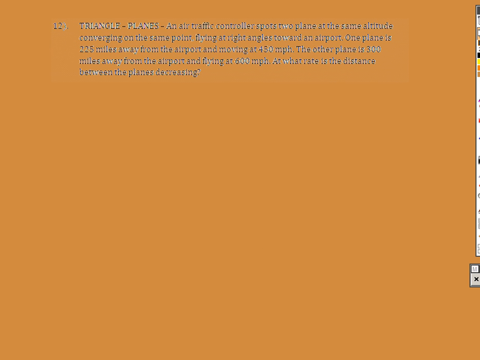Last one, 2 planes coming at each other. So here's one plane going towards the airport. Here's the other plane going towards the airport. This guy's 225 miles away. This one is 300 miles away. This is the distance they want to know. How far apart are they? Again, I'll call it C.